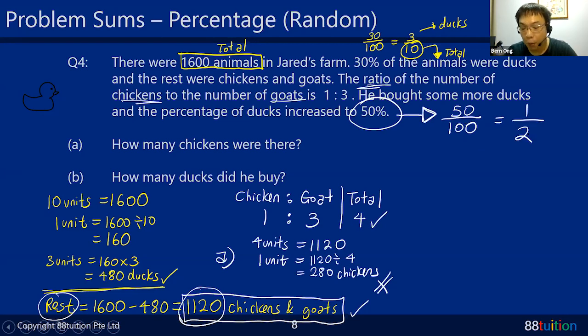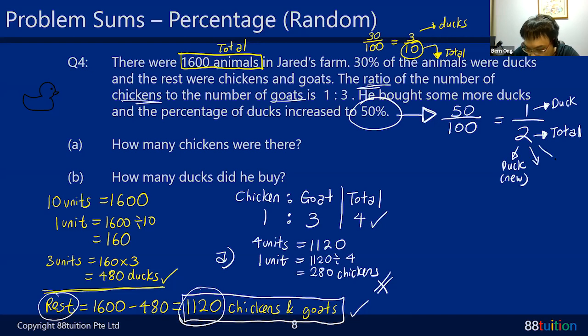So he bought some more ducks, and now the percentage of ducks increased to 1/2. So this one becomes what? The top is the duck. The 2 means the what? The 2 is like the total, right? This total, which includes the what? It includes the ducks, the new ducks, because he bought new ducks.